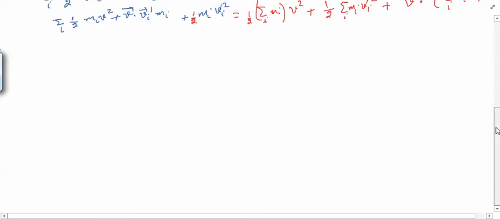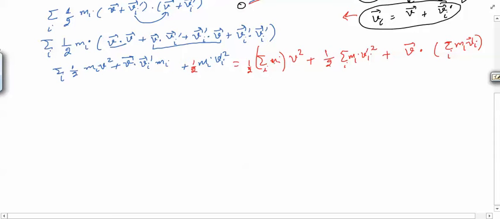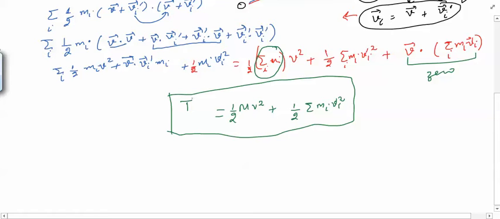Okay, so what do we have? Let us see. This first term is your capital M, that is the total mass of the system. So the first term is half capital M V squared, plus the second term, half summation m_i v_i dash squared. I'll prove that the last term is 0. If I can prove that this term is 0, then this is the kinetic energy of the system.